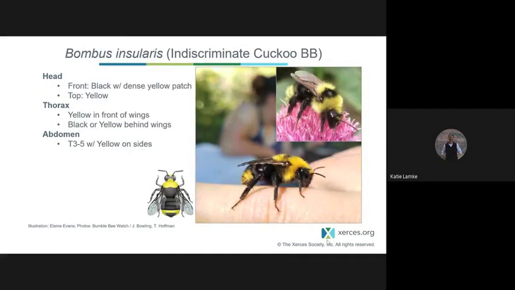And then we have Bombus insularis, or the indiscriminate bumblebee. The front of this bee's face is black, but it has a very dense yellow patch near the antennae.